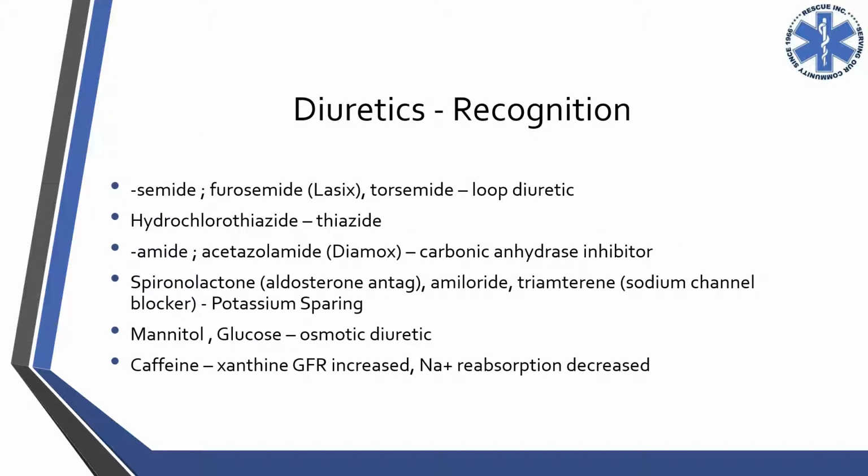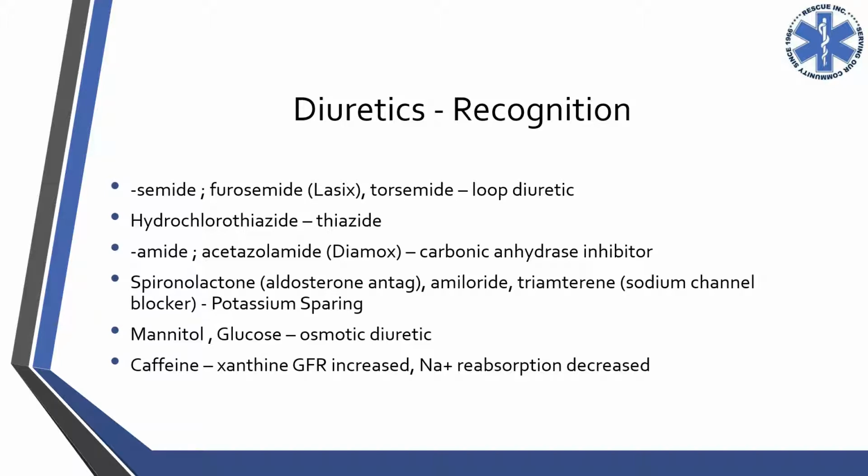So how do we recognize these? "-semide", S-E-M-I-D-E, furosemide, which is Lasix. And with Lasix, there is a high risk of potassium being low. It is a non-potassium-sparing diuretic. So low sodium, low potassium in the body. Chloride is maintained. And then there's torsemide, and they're both loop diuretics.